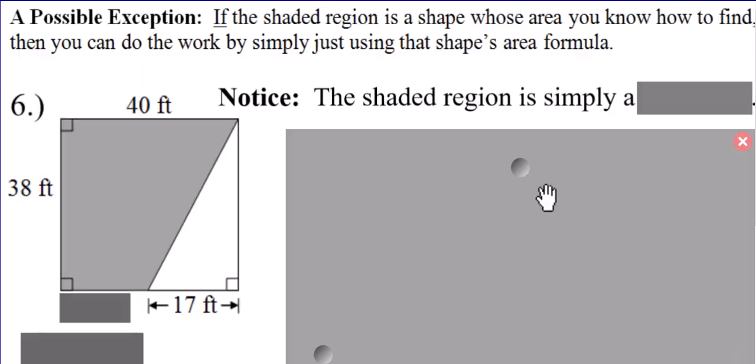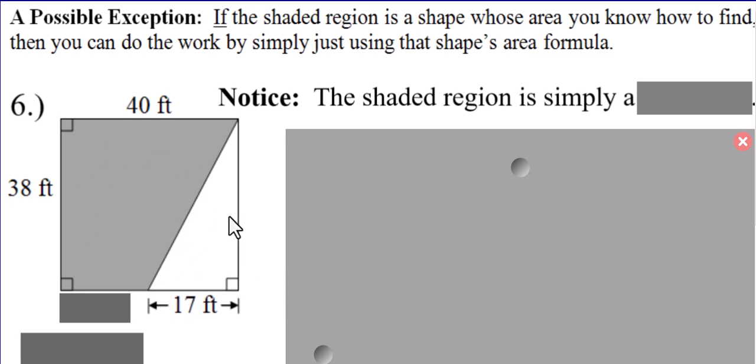Now, there is one type of possible exception when it comes to finding the area of the shaded region. Follow along with me. If the shaded region is a shape whose area you know how to find, then you can do the work by simply using that shape's area formula. Okay, what do I mean by that?